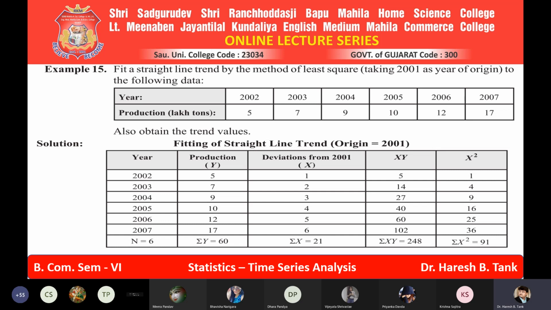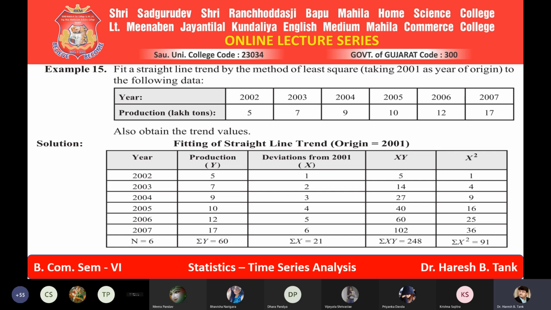Just count how many elements, how many years of data are given to you. 2001 is an origin. So 2002, 3, 4, 5, 6 and 7. 6 sets of data are given to you. So your value of n becomes 6. Is it perfect? Yes, sir. Okay.